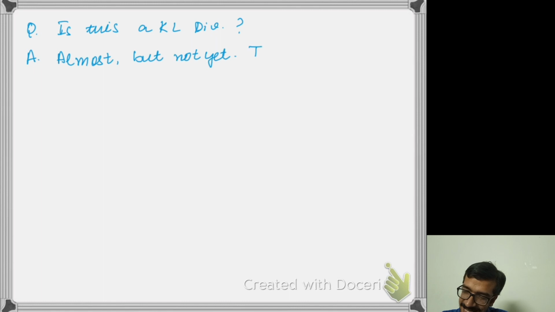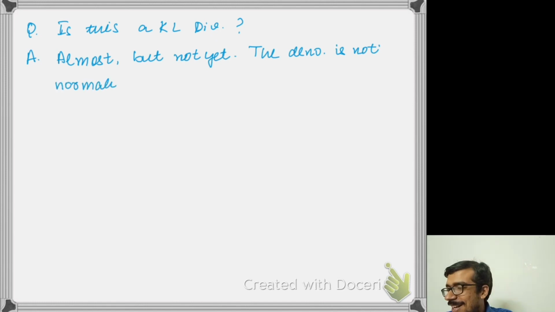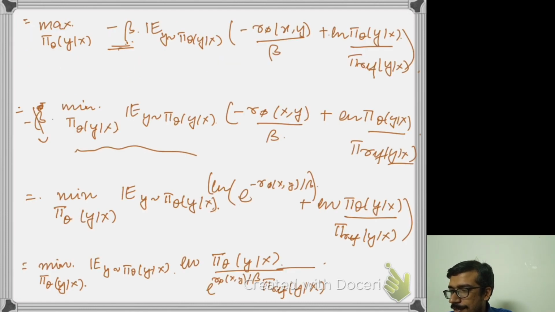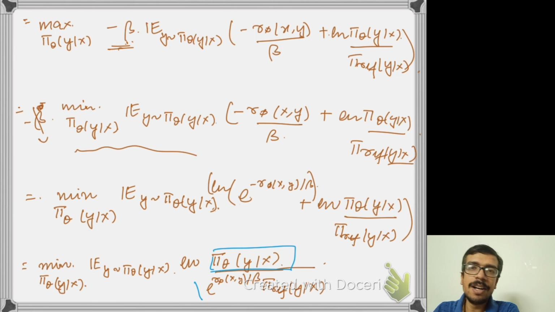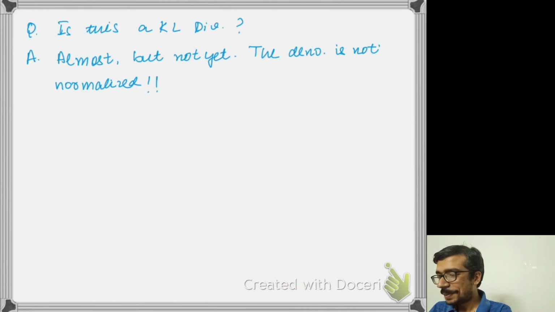Okay. Why is it so? Because it is not normalized, right? Because the denominator is not normalized. So what should we do? Let's normalize the denominator, right? Because see, in the numerator we have a distribution pi theta y given x. In the denominator we have exponential of r phi xy over beta times pi ref y given x. So is this a distribution? May not be, right? Most likely it is not.